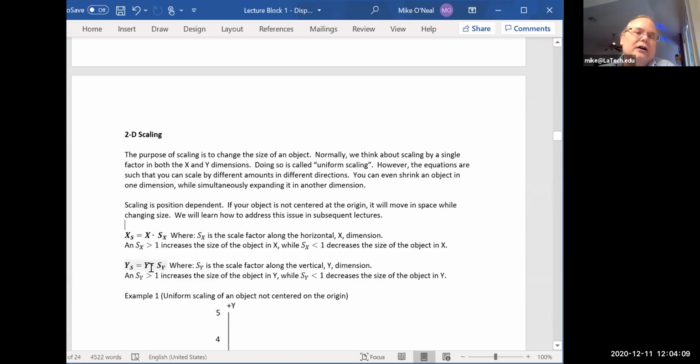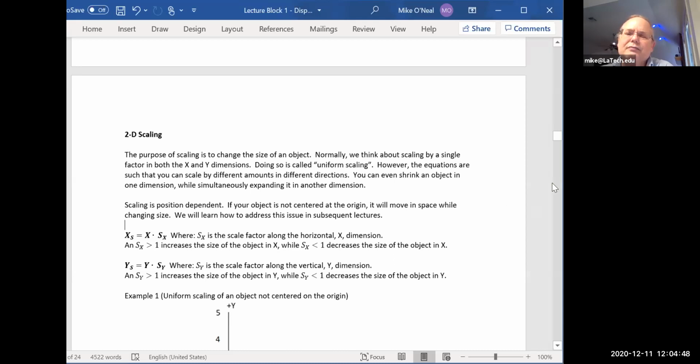So in translation, you had a translation factor where you were adding it to the X and Y. In scaling, you have a scale factor that you're multiplying to the X and the Y. Normally, SX and SY are the same when you're doing uniform scaling, but they could be different, right? So SX is the scale factor along the X horizontal dimension, and SY is the scale factor along the Y vertical dimension.